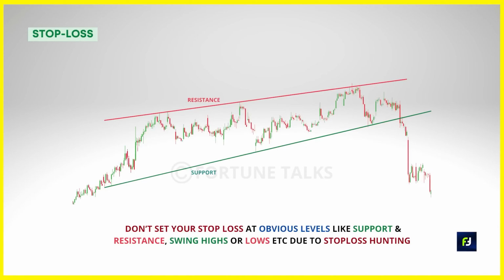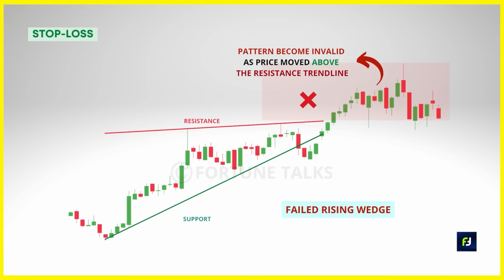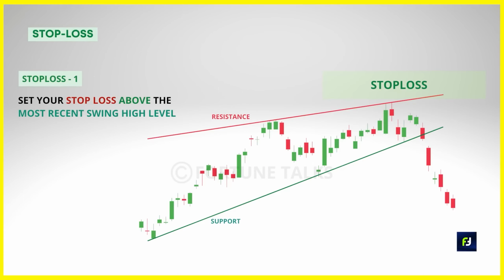So how do you get a proper stop loss setup? It's very simple. As I have mentioned over and over again, your stop loss should be at a level that if crossed invalidates your trading setup. So we are trading a rising wedge pattern here, and the pattern is invalid if the price breaks and closes above the top trend line resistance. So you have to keep your stop loss above this resistance level. There are still chances of long wicks which can take out your stop loss and then move in the desired direction.